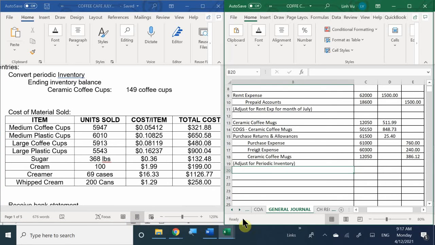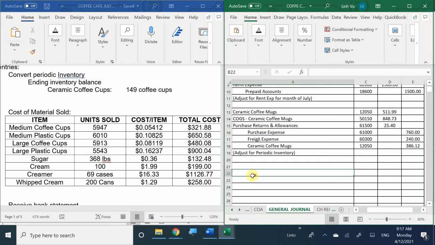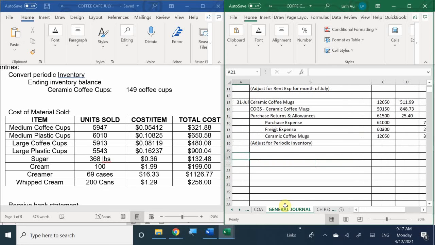Cost of materials. Yes, we have to adjust for the cost of materials. So here, I already did the calculation for you. Okay, so general journal, right? All we got to do is recognize what cost of materials we had. So as you notice, I bought more stuff. Okay, so therefore, we also sold more stuff.